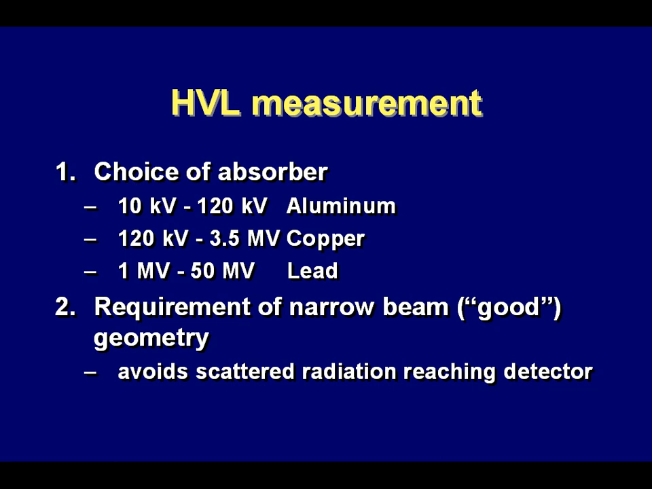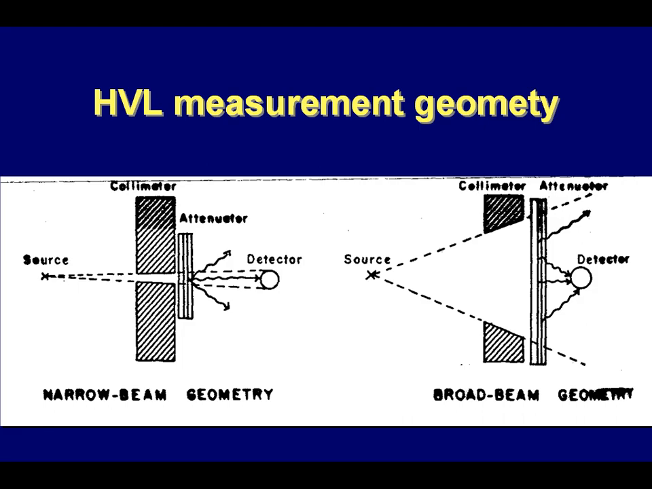The second issue is the requirement of narrow beam or good geometry. The reason for good geometry is you don't want scattered radiation to reach your detector. So here's a difference between narrow beam geometry and broad beam geometry. Narrow beam geometry, you collimate the beam very tightly. You place the attenuator close to the collimators. You put the detector far away from the attenuator. Consequently, any radiation that's scattered in the attenuator is likely to be deflected away from the detector.